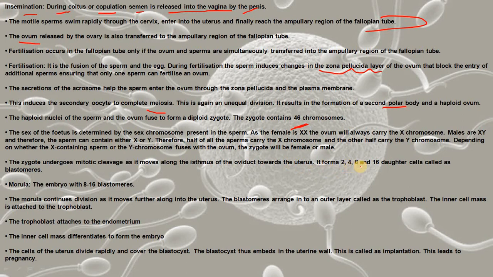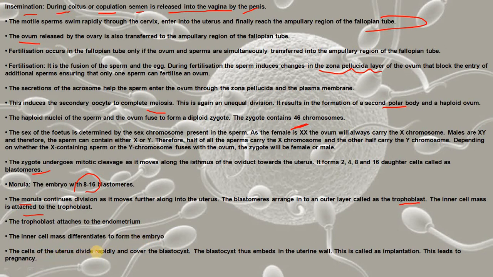It forms 2, 4, 8, 16 daughter cells called blastomeres. What is morula? The embryo with 8 to 16 cells is called a morula. And the morula continues division as it moves further along into the uterus. The blastomeres arrange into an outer layer called the trophoblast. The inner cell mass is attached to the trophoblast. The trophoblast attaches to the endometrium. The inner cell mass differentiates to form the embryo.